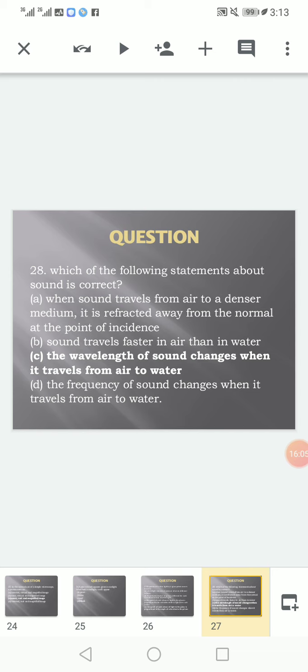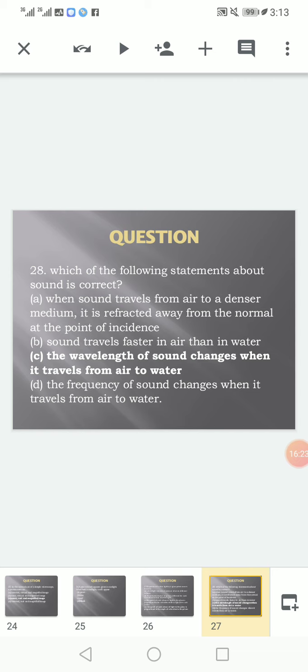The wavelength of sound changes when it travels from air to water. When sound travels from air to water, its wavelength changes. So I would like you to look at the question very well. As I repeat the question, it says, which of the following statements about sound is incorrect?